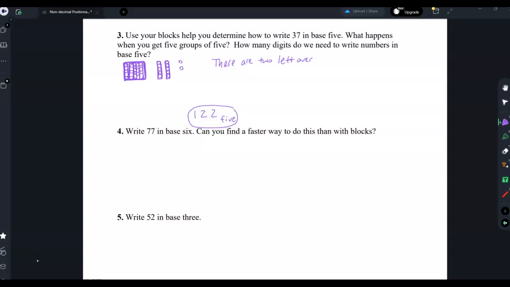It did ask here, how many digits do we need to write numbers in base 5? This should always be the same as the base, so we need 5 digits. What are those 5 digits? You always need a symbol for 0, and then you'll have a 1, a 2, a 3, and a 4. You won't have a symbol for 5, because as soon as you get 5 of something, you regroup, and then it becomes one group of that and 0 left over. So we need the digits 1, 2, 3, 4, and 0 to write numbers in base 5.